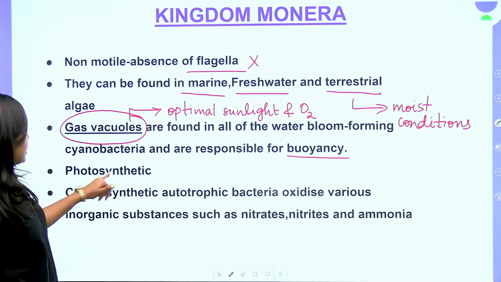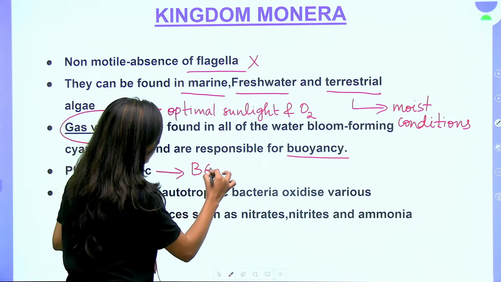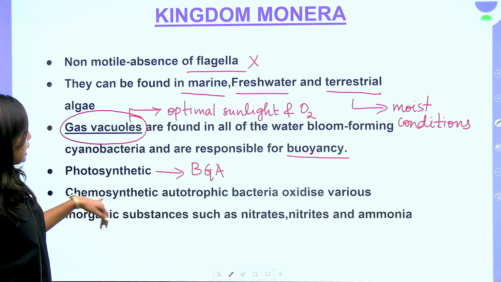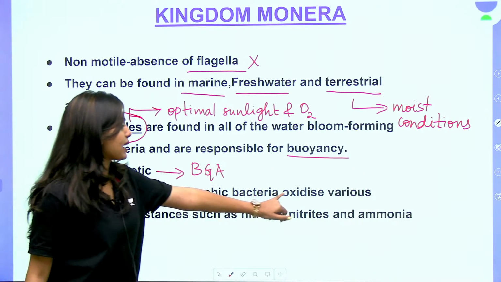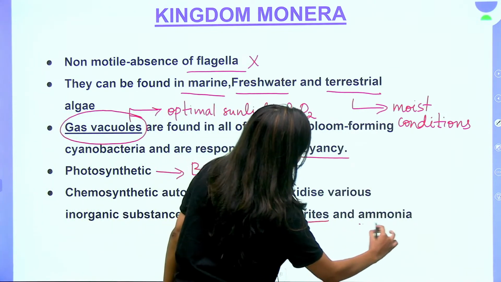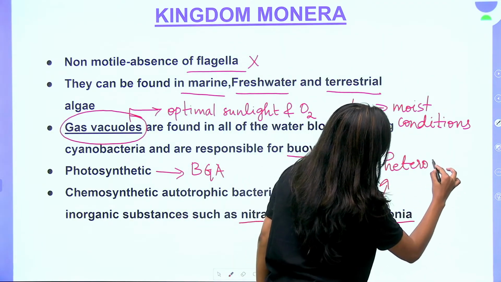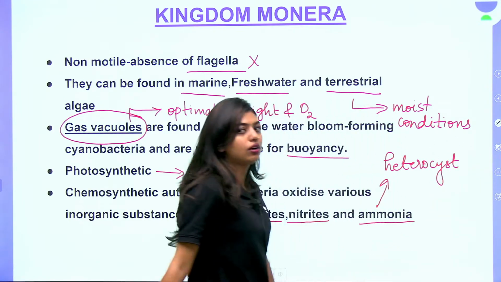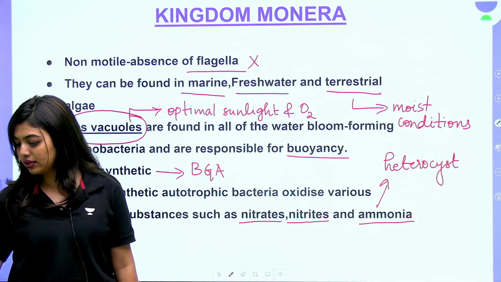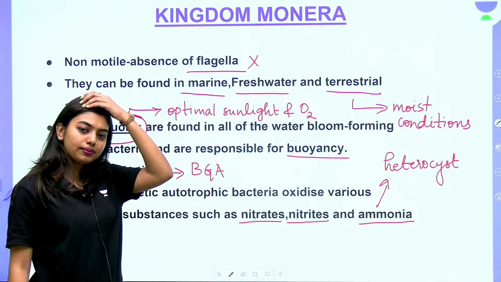They are photosynthetic from the name itself. BGA, blue-green algae, what do you expect? They will definitely do photosynthesis. Agreed? Chemosynthetic autotrophic bacteria oxidize various inorganic substances like nitrates, nitrites and ammonia. Here is where the heterocyst is going to do the job. Got it? Understood so far, students?